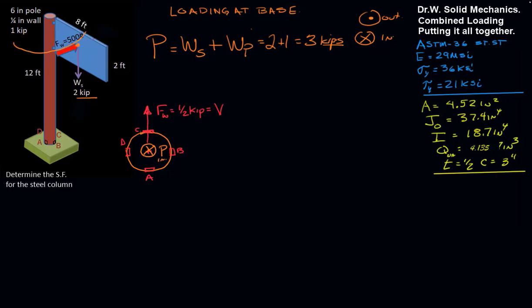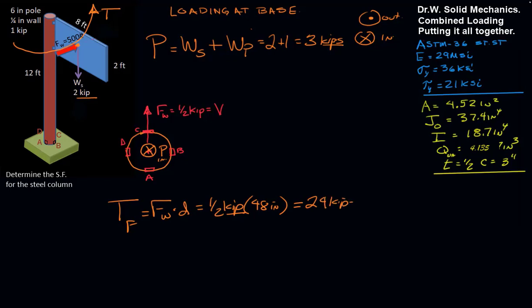So we can see here that that generates a torque around the pole. So let's get the torque around the pole due to F, and it'll be Fw times the distance to it. Fw is 1/2 of a kip, and it's 8 feet, so that'll be 48 inches to the center. So we'll get a torque generated of 24 kip inches, and that'll be in this direction here.